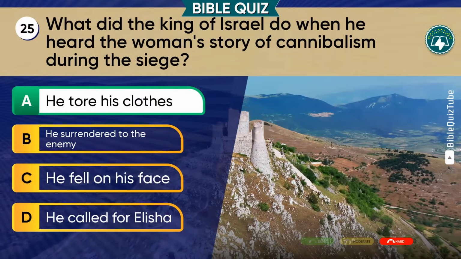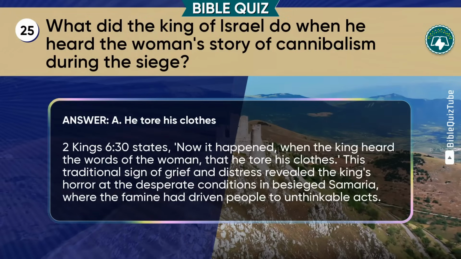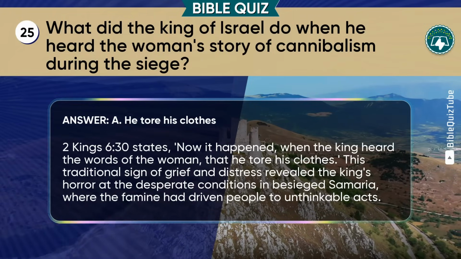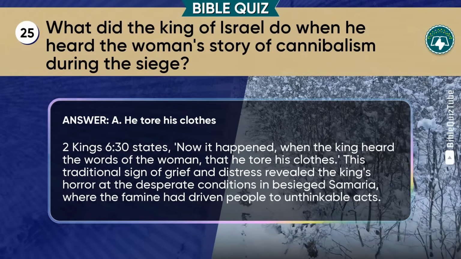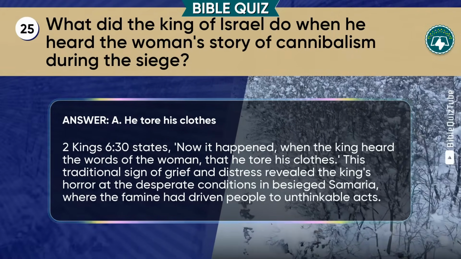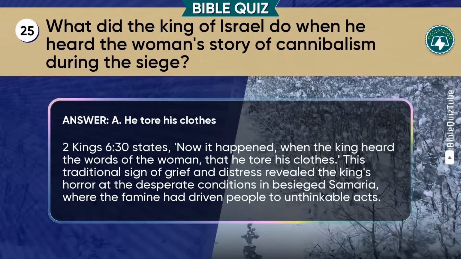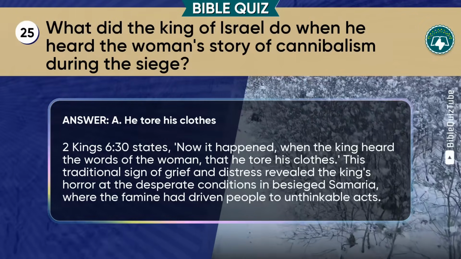A. He tore his clothes is the correct answer. The explanation. 2 Kings chapter 6 verse 30 states, "Now it happened when the king heard the words of the woman that he tore his clothes." This traditional sign of grief and distress revealed the king's horror at the desperate conditions in besieged Samaria, where the famine had driven people to unthinkable acts.